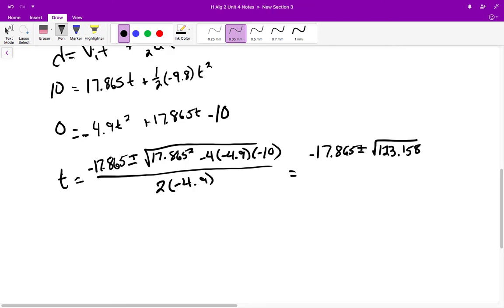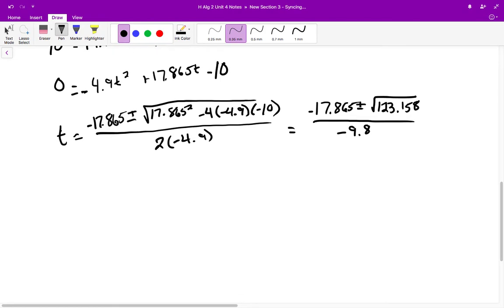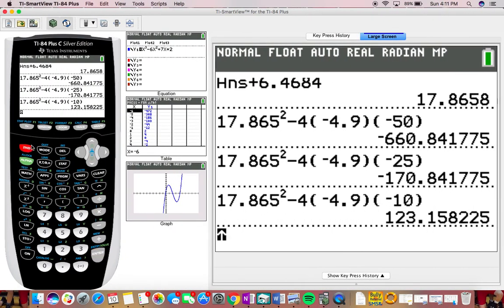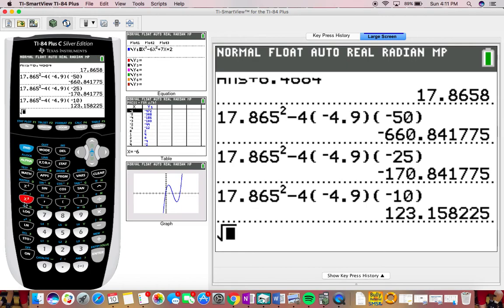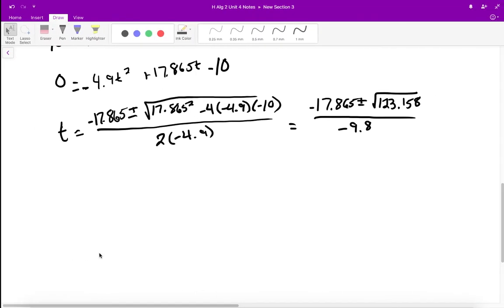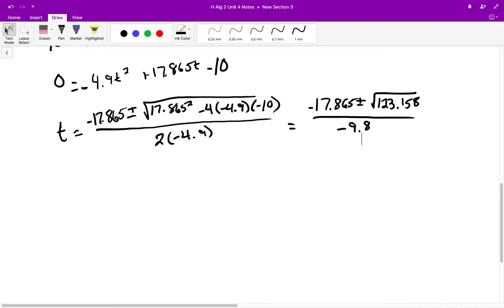123.158. All of that divided by 2 multiplied by a, I'm going to go ahead and simplify that as well, is a negative 9.8. Okay, so let's do this. Let's take the square root now. So we're going to take the square root of our answer here, which gives us 11.098.